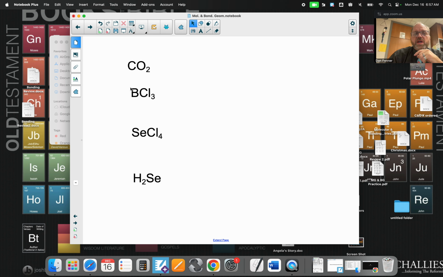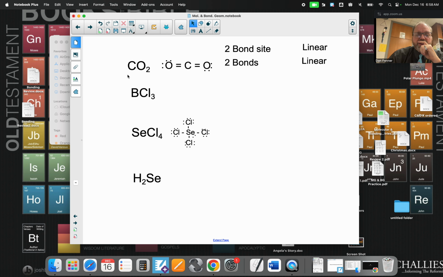So draw these structures. Let's do the number 4 first. If we do the structure here, the first one rather, we have carbon dioxide. There are 2 bond sites. There are 2 bonds. So molecular geometry is linear. Bonding geometry is linear. All right, let's do the 4th one. So we have 5 bond sites, and we have 4 bonds. Molecular geometry is trigonal bipyramidal, and with 4, remember, we're going back to that funny one that some college professors don't like, seesaw.